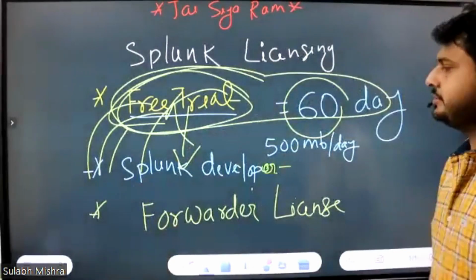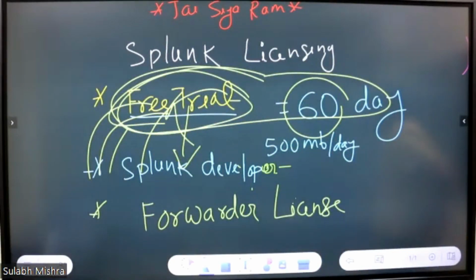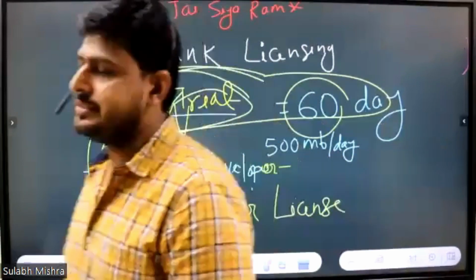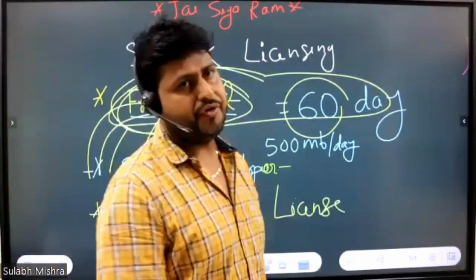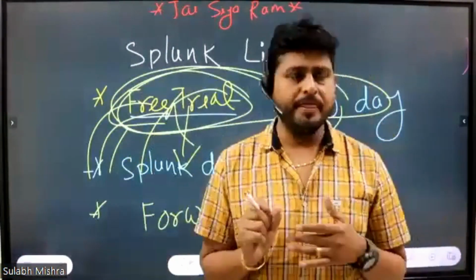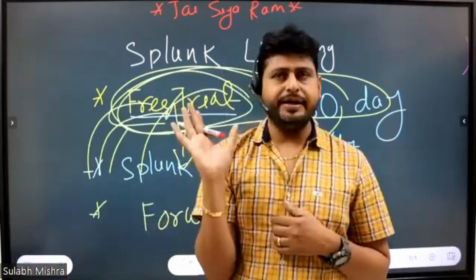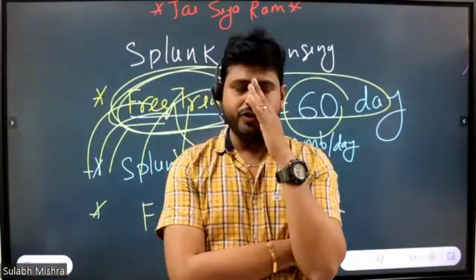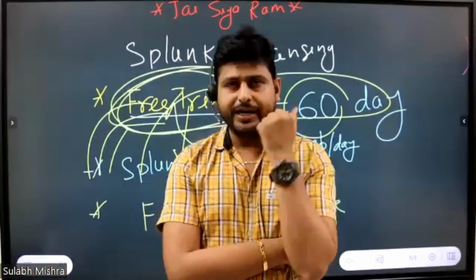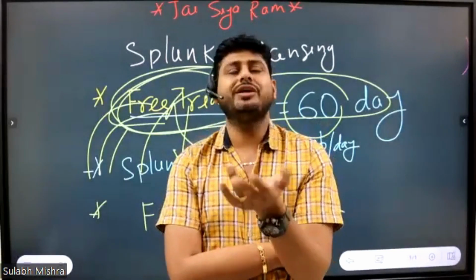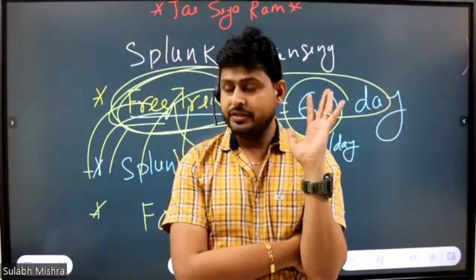Another license is called the forwarder license. Forwarder license is only for heavy forwarder. When you go on the licensing, you understand, the first time you install Splunk Enterprise, a free trial license is there, right? A free trial license will expire in 60 days.